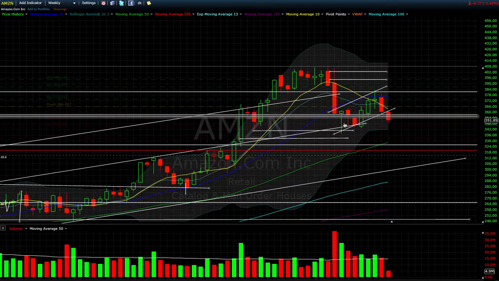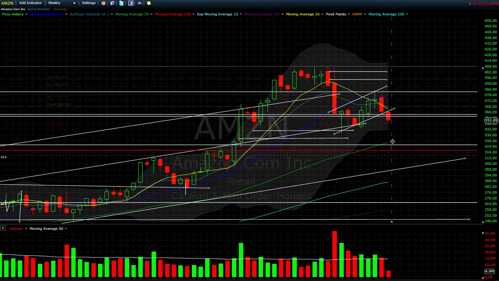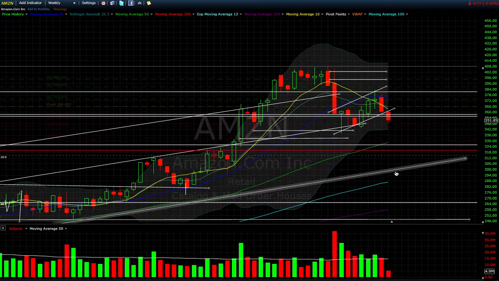So if that breaks, it's a race to the downside to this 50. And this 50 will be pretty major. It's going to stall out here. I mean, it's a major moving average. It's a major stock. It's still uptrending. So this is a nice 1 to 2 day swing here on Amazon. But ultimately, it can go a little bit lower off this measured move.